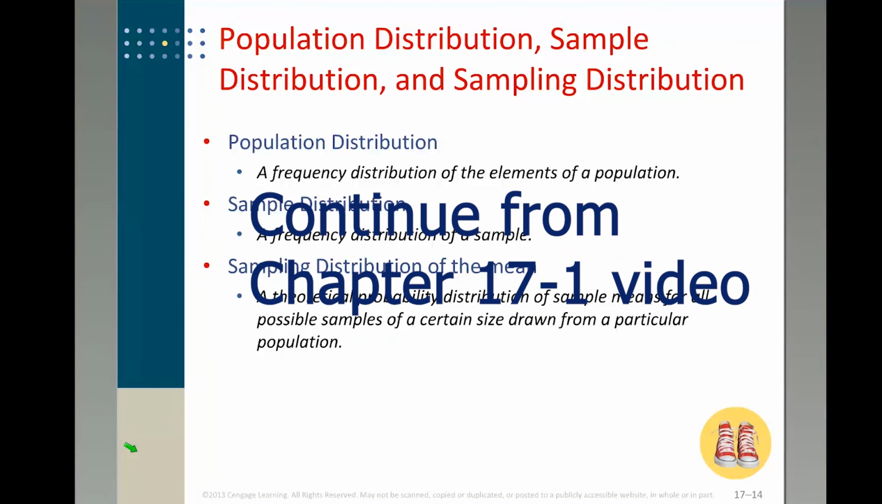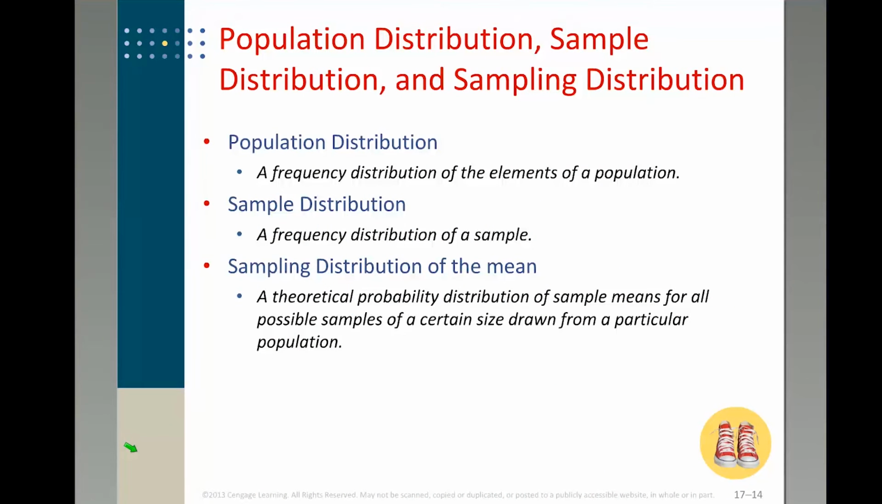Let's move on to distribution. We have population distribution, which talks about the distribution of the whole population. We also have something called sample distribution, where what I want to talk about is the sampling distribution of the mean. Now here's the idea about the sampling distribution of the mean.